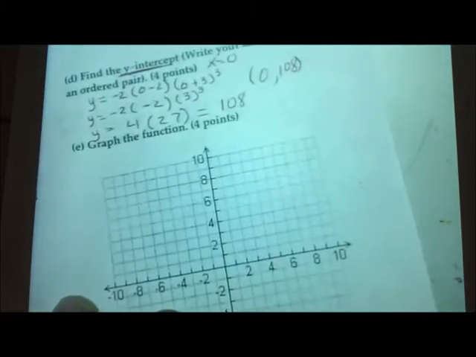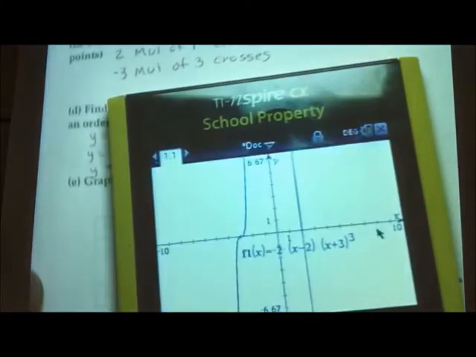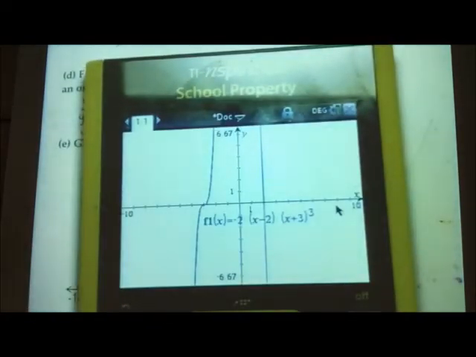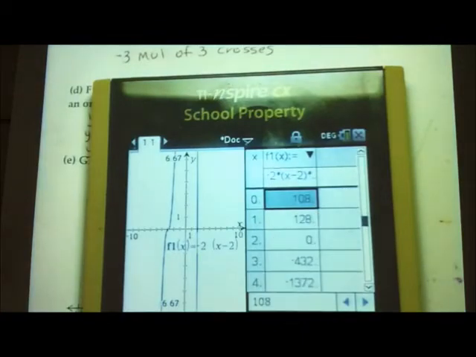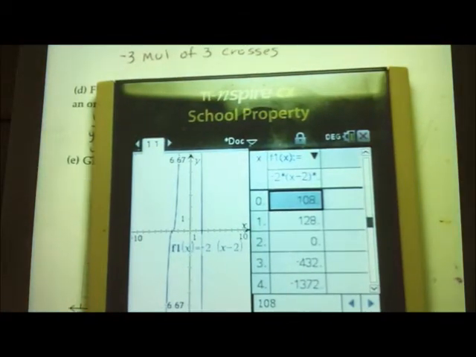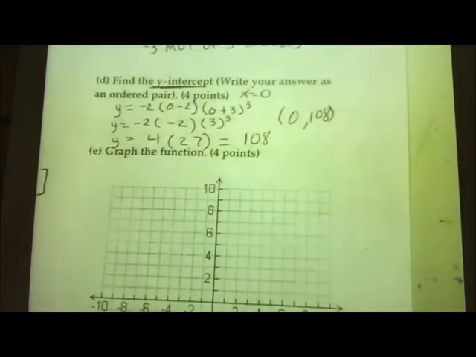Because remember, here it's not just that I need to find the answer, but I need to check that I've got this correct. If I already entered the equation here, can I go to the table and see at 0? Oh my God, it's 108. Yes, I got those 4 points. I want you to be excited. I want you to check. Graph the function. It's Control T, right?